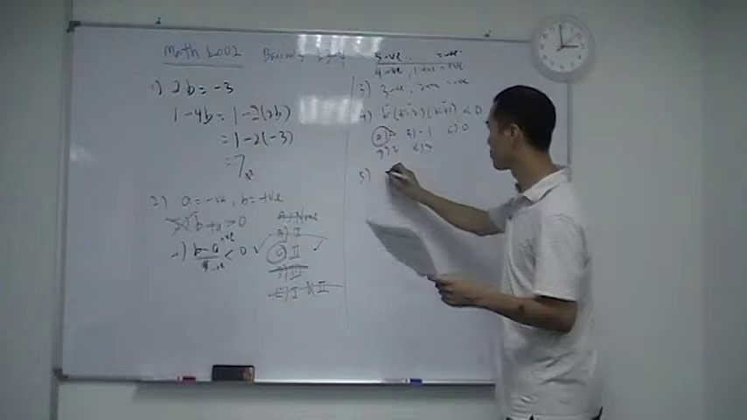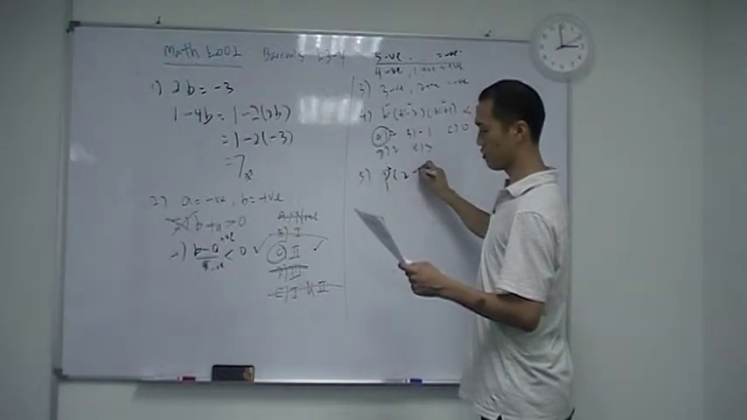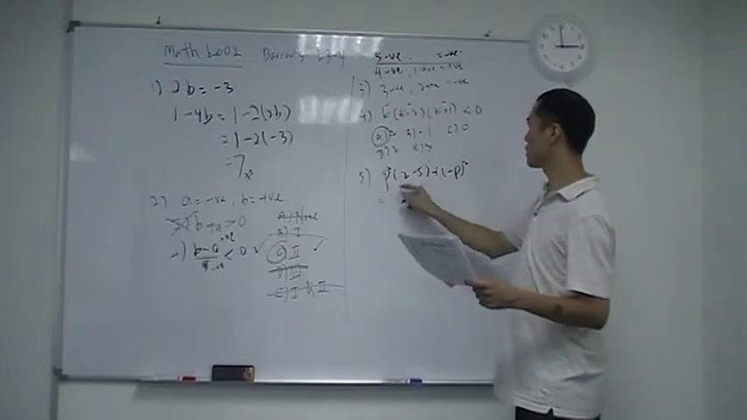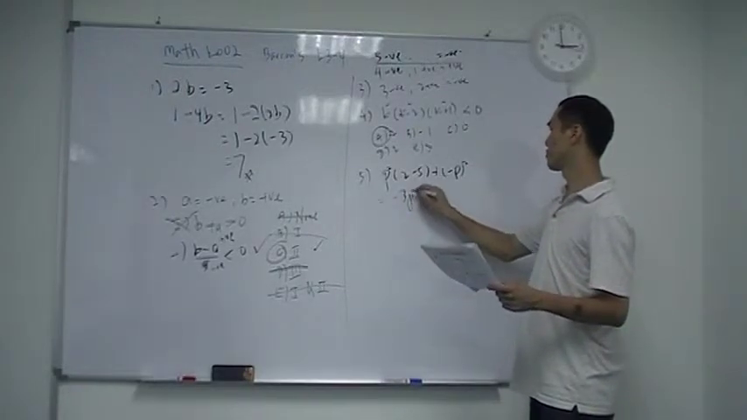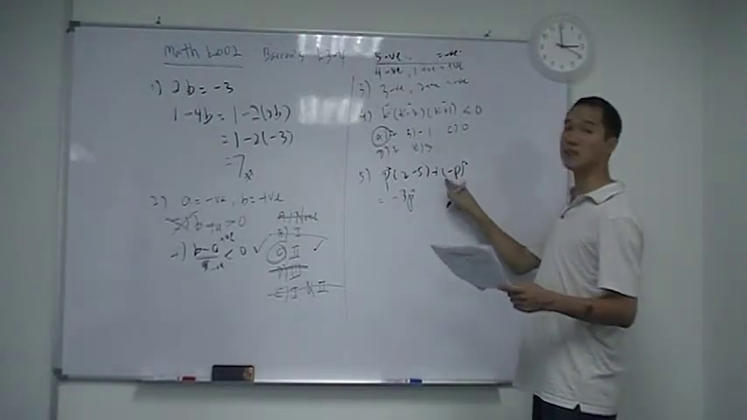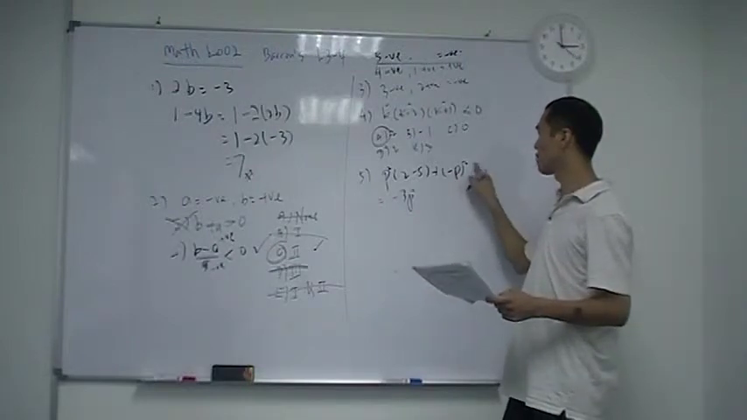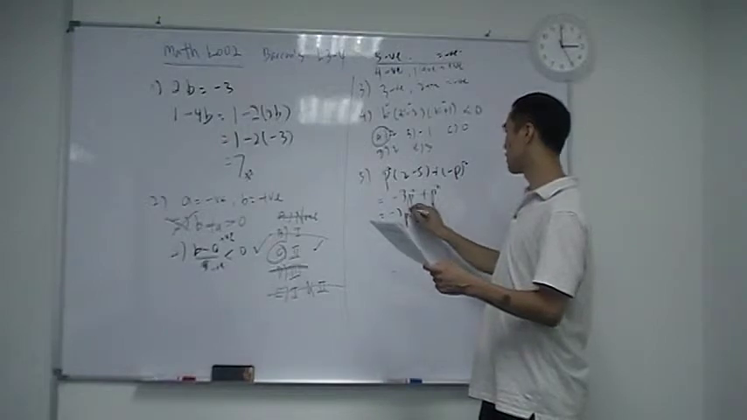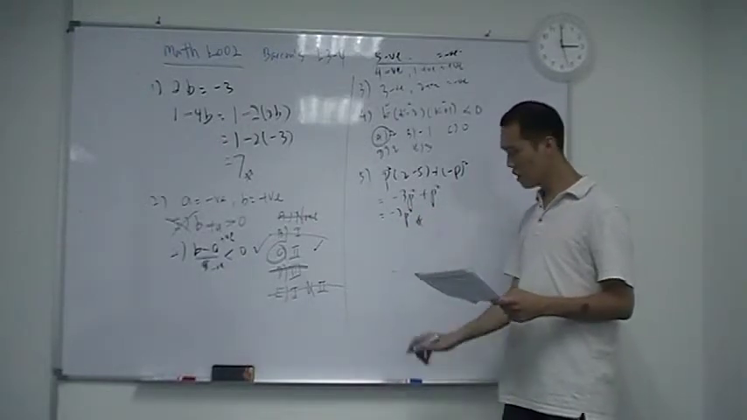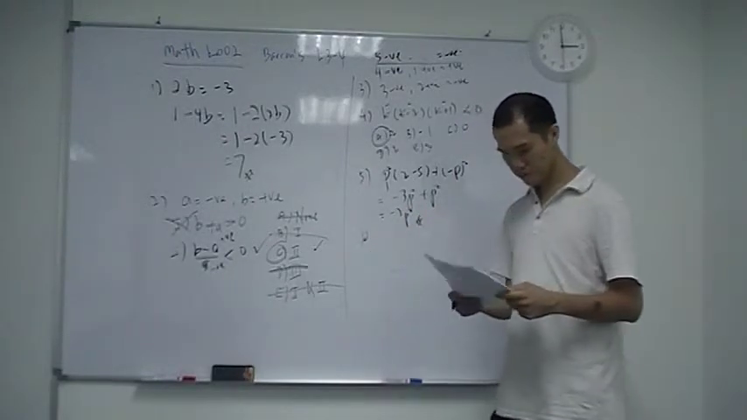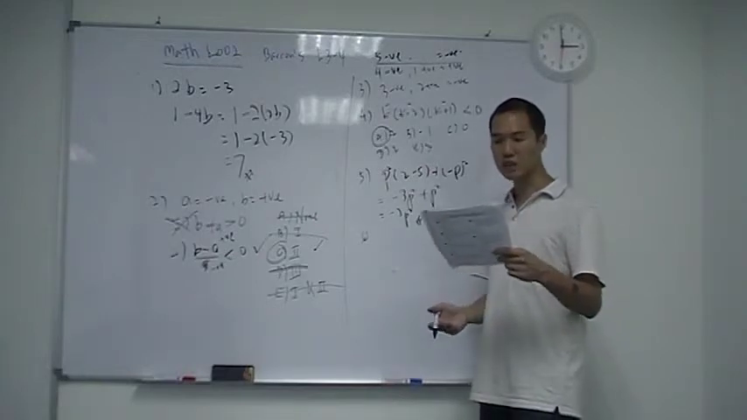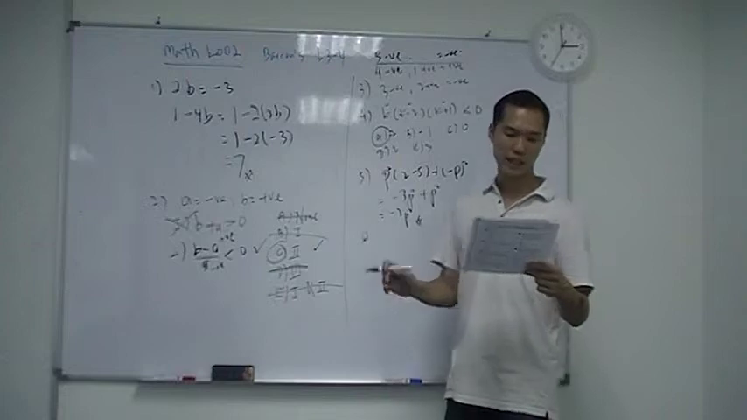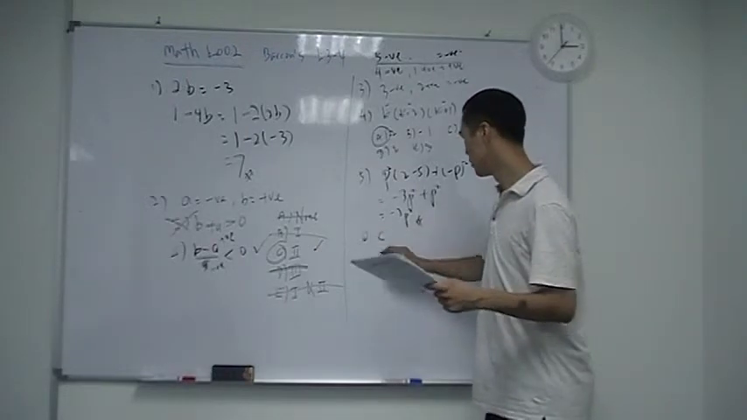Number 5. P squared minus 5 p squared plus negative p squared. Notice that this is negative 3p squared. Negative p squared in parentheses, the negative becomes positive, so it's plus p squared. You should have negative 2p squared as the answer. Number 6. N plus 5 is an odd integer, then n could be the following. N plus 5 is odd, then n must be even, so it must be C.